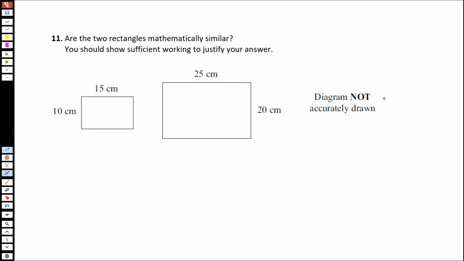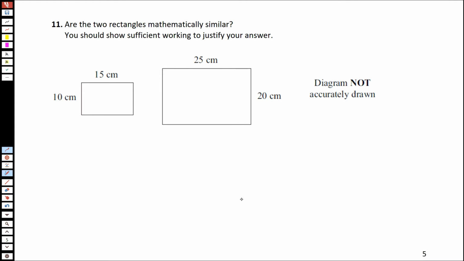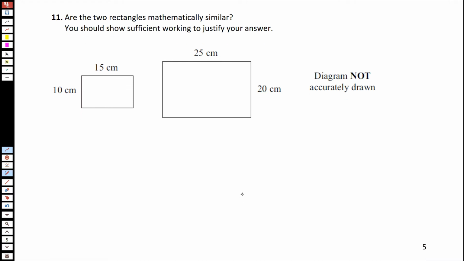Okay, number 11. So basically, the question is, are these two rectangles mathematically similar? You should show sufficient working to justify your answer. So how do we show if two shapes are similar? By checking the ratio of their corresponding lengths. So that's basically what you're going to do here. So check the ratio of corresponding lengths.